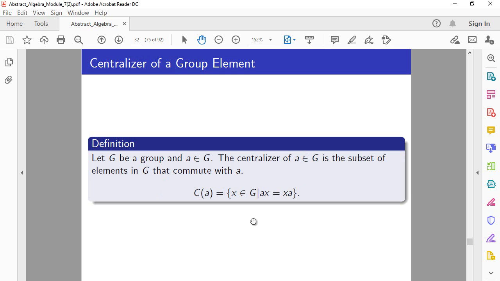Now the centralizer. Again, G is a group and a is an element of G. The centralizer of the element a is the subset of elements of G that commute with a. That is, C(a) denotes the centralizer of a. It is the set of all x in G such that xa is equal to ax. So x is in the centralizer of a if x commutes with a.